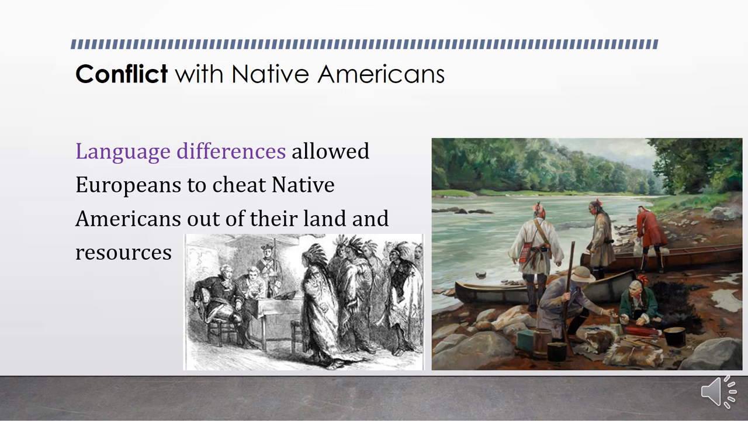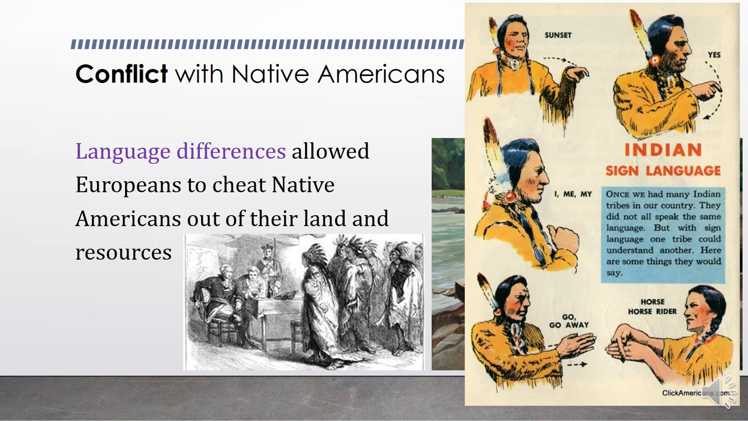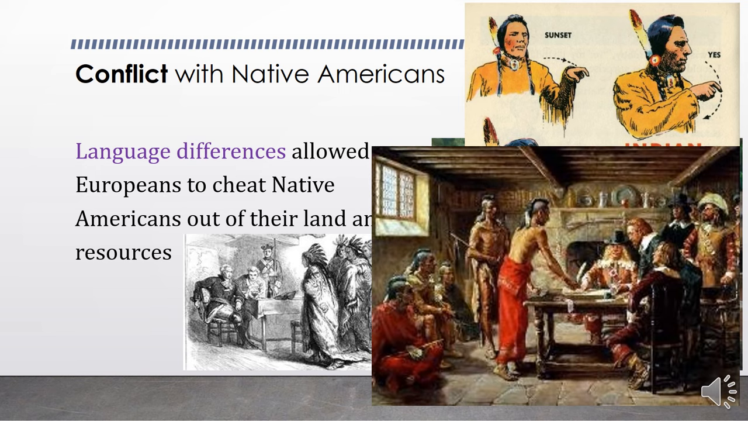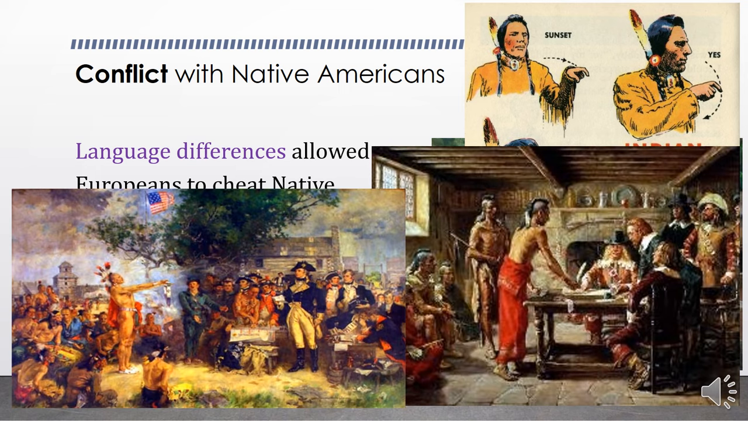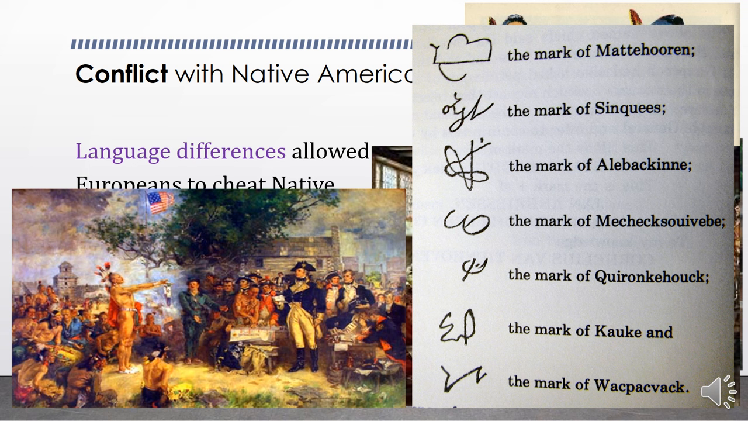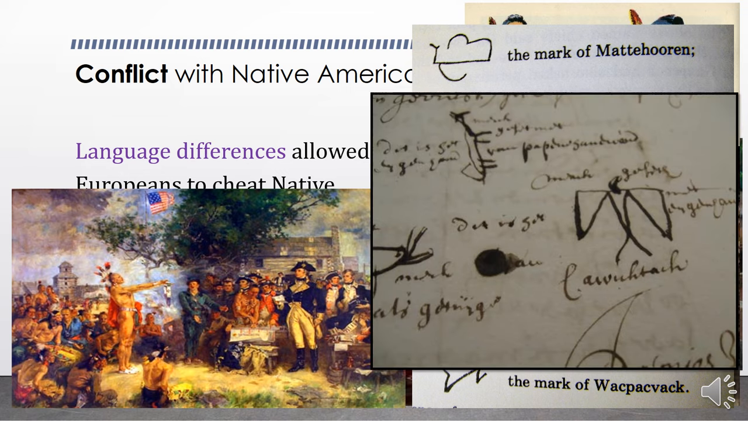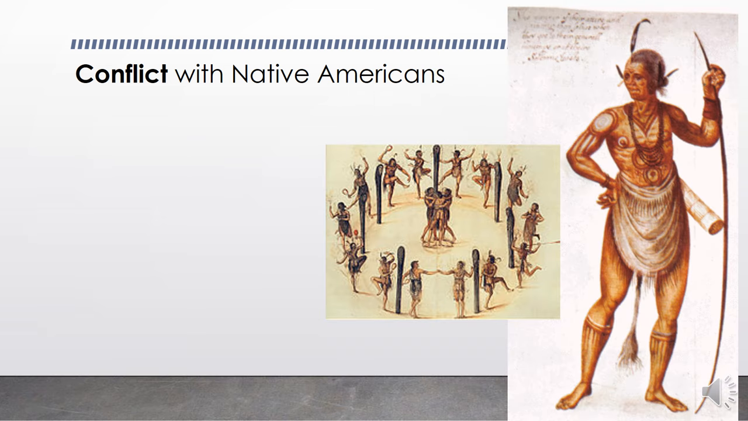Language differences allowed Europeans to cheat Native Americans out of their land and resources. Remember, Indians might have used sign language, but they did not know English, and this is a lot of times why they had been cheated out of their land. Here's a few other marks of famous chiefs that obviously are not letters that we are familiar with, but actually the way that they saw their name as captured in a symbol. And here's a primary source of a chief who signed his mark as an eagle. You can see that on the paper.